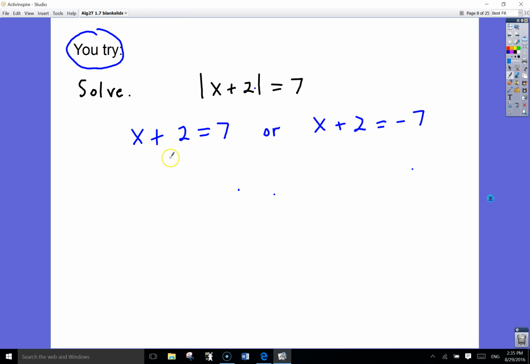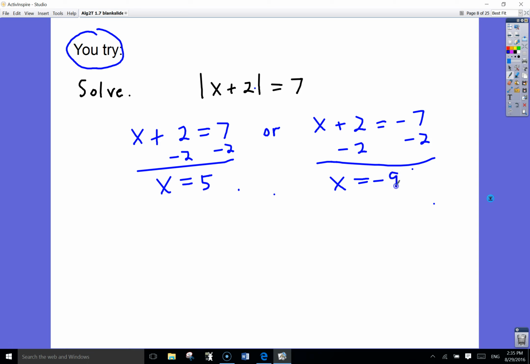Solve both equations. Subtract 2, subtract 2. x equals 5. Subtract 2, subtract 2. x equals negative 9. Right? Or, now we can check. Right? If I plug in 5, 5 plus 2 is 7, so the absolute value is 7. If I put in negative 9 plus 2 is negative 7. So that's good. Check and check.